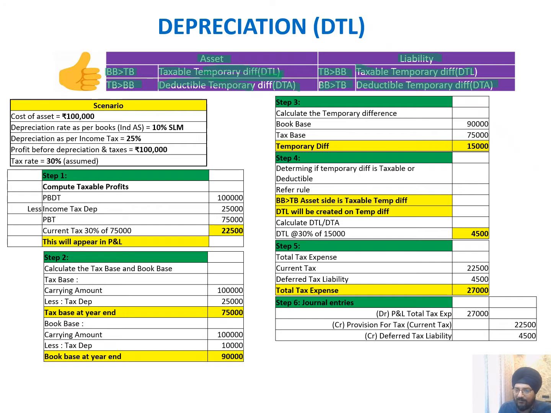If it is probable that future profits will arise, then only can we recognize that DTA in the books of account. Otherwise, we cannot. So this is a thumb rule. With this understanding, we'll quickly start the first example.